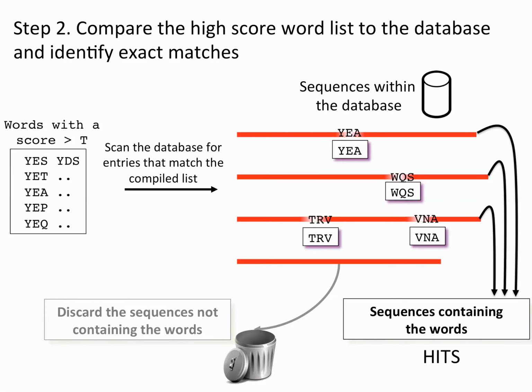In the second step, we find the exact location in the database sequences of the words that best match our query sequence. Sequences in the database that do not contain any such word are discarded, and sequences that contain the high score words are considered hits and are selected for the next step.